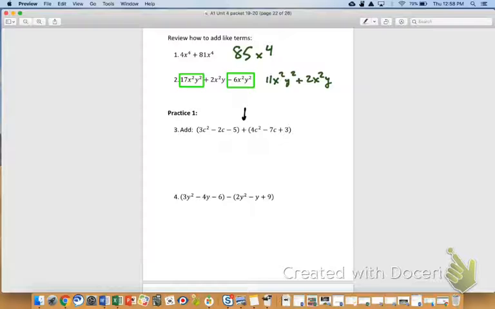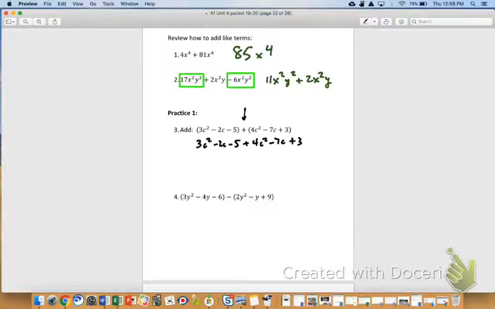When you're adding some polynomials together, you simply drop the parentheses and you add your like terms. So maybe my second step would look like this. 3c squared minus 2c minus 5 plus 4c squared minus 7c plus 3. It's going to drop the parentheses off altogether. And once I've dropped those parentheses off, I'm going to add my like terms. I'm just adding these together. This is one of the more straightforward processes.